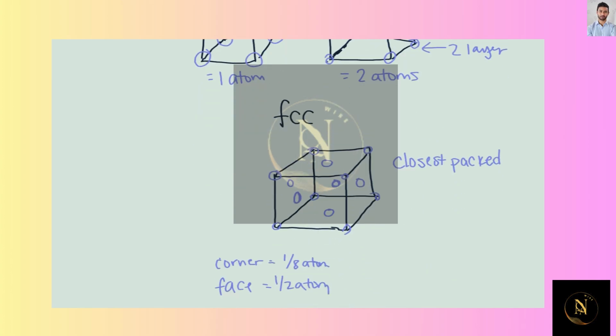Then if we look at the face-centered cubic, right, it has 1 atom from the 8 corners. Then we have 6 faces. 6 times a half is 3. So 1 atom from the corners, 3 atoms from the faces. The face-centered cubic is going to have 4 atoms in one unit cell.